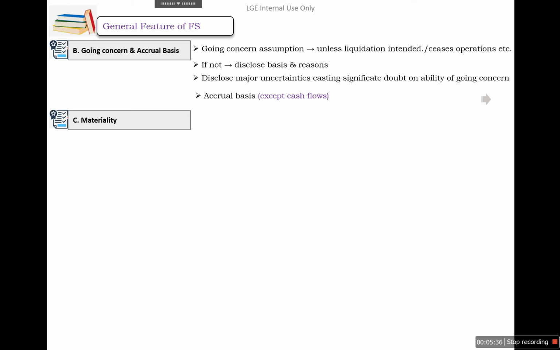Next thing is about materiality. So in the financial statements, all the material items are to be presented separately, and offsetting of different items is not allowed unless Ind AS permits it. For example, we cannot offset income and expenses. We need to present income and expenditures separately.